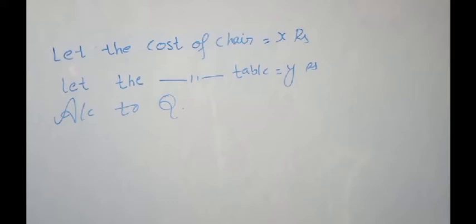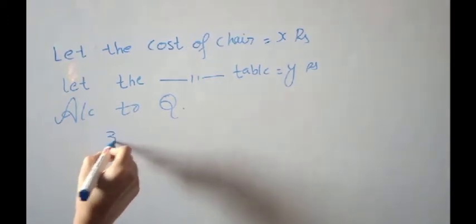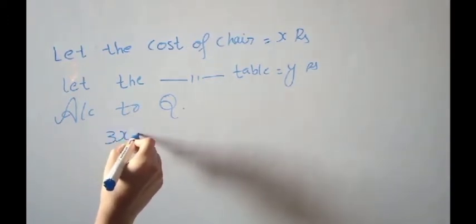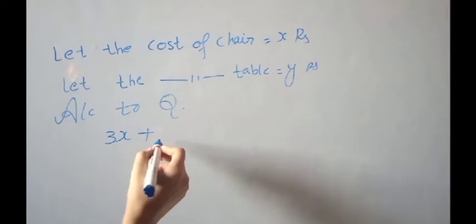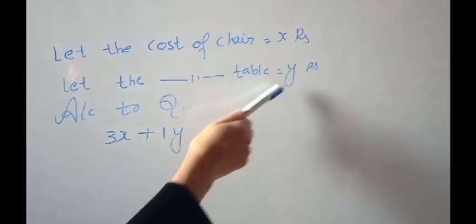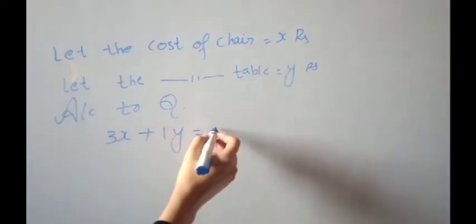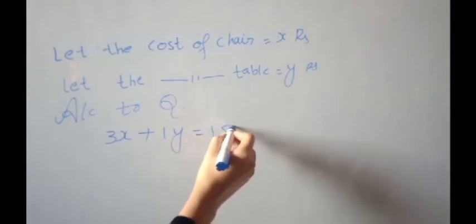So according to the question, 3 chairs, chairs means x, so 3x plus one table, which means y, is equal to the cost, rupees 1500.